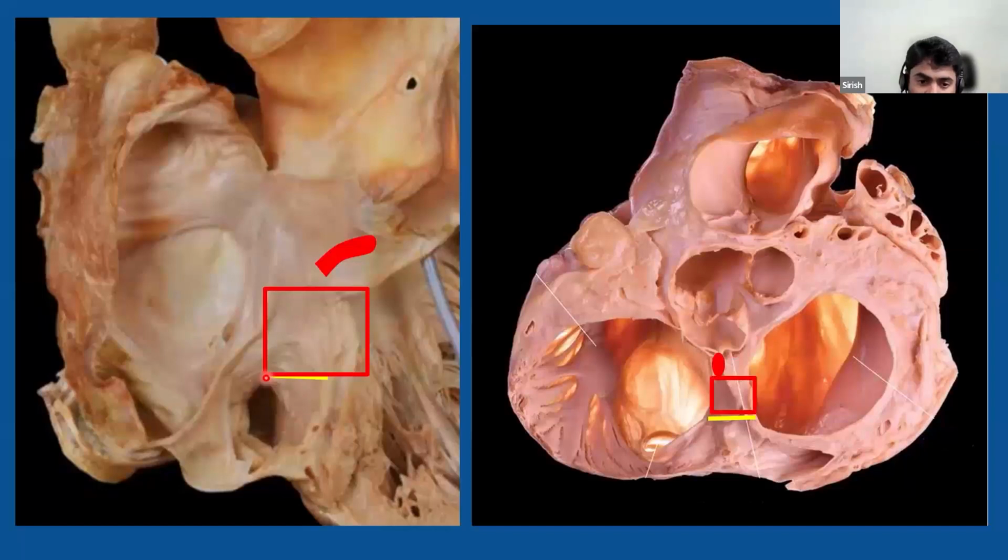So the region above the level of this superior margin of the CS os and below the level where you get His deflection or the His electrogram is the so-called mid-septal accessory pathway. This is probably the most dangerous area to ablate because of the presence of the compact AV node.